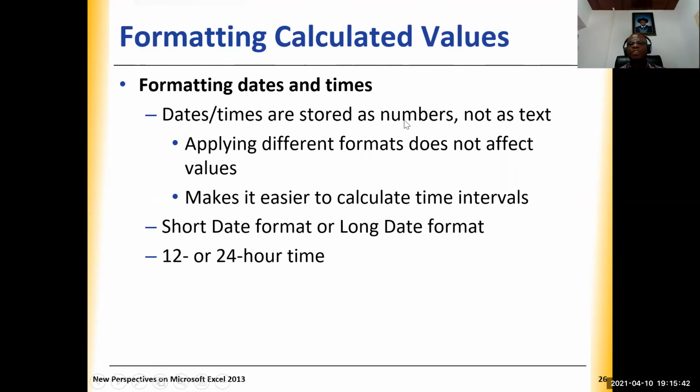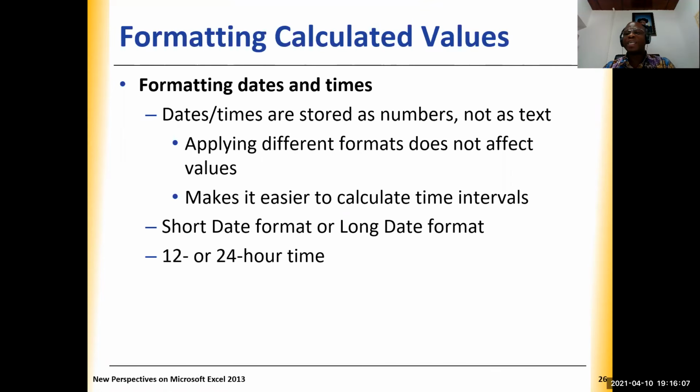So days and times are stored as numbers, not as text. So you apply different formats. Applying different formats does not affect the values, like we said earlier on, and it makes it easier to calculate the time intervals. So the short date format or long date format, you decide, and I explained that one. So the short date format will be, let's say, 10/4/2021. That is, today is 10th, and the month is April, which is 4, and it's 2021.